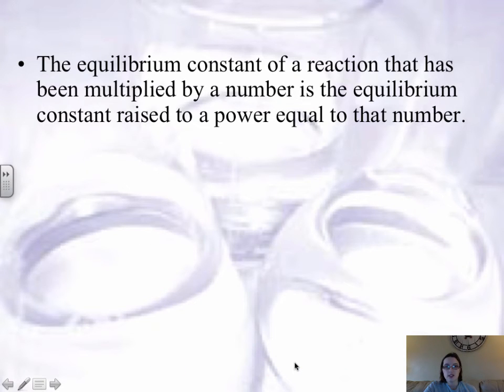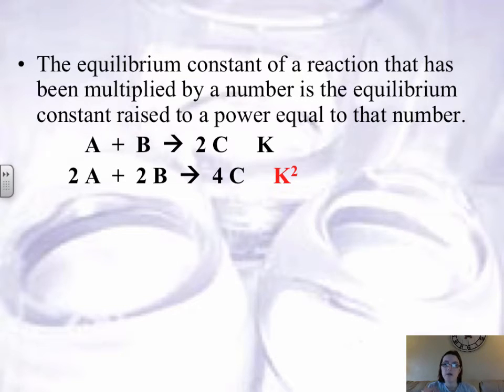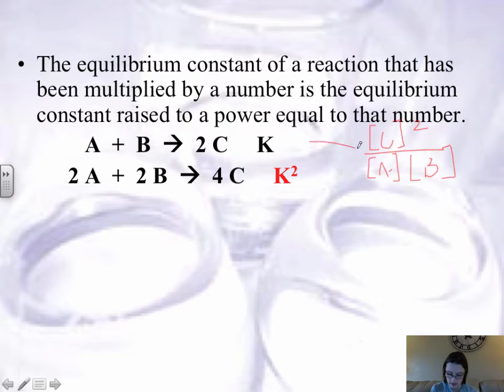Now, the equilibrium constant of a reaction that's been multiplied by a number. Let's say that we have A plus B yields 2C. That gives us K, that equilibrium constant is K. Well, if we multiply it, we don't just multiply K to become 2K. When a reaction is doubled, in this case, let's say we have the concentration of C squared on the top over A times B. So this is simply K.